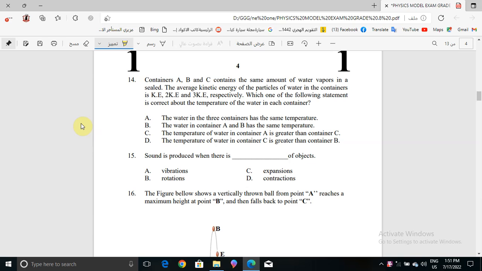In choice C, the temperature of water in container A is greater than container C. No, it's not correct. The one which is left, D, says the temperature of water in container C is greater than container B. Yes, because here we have 3 kinetic energy and in B we have 2 kinetic energy. So the correct answer for question number 14 is choice D.